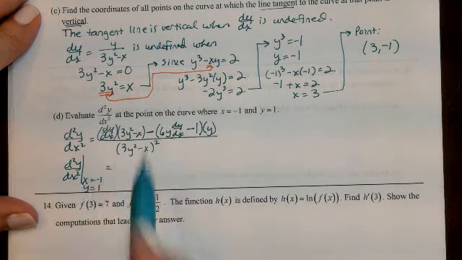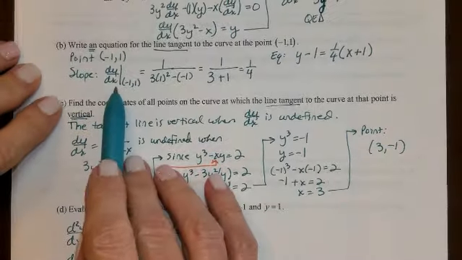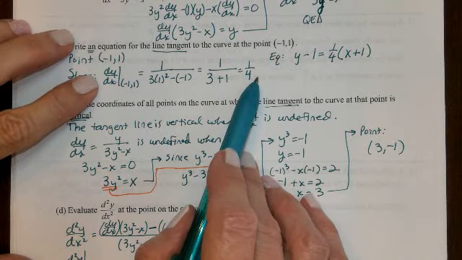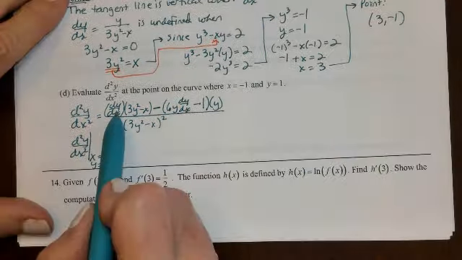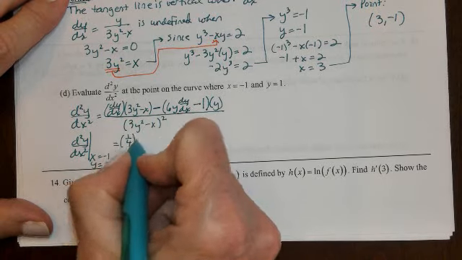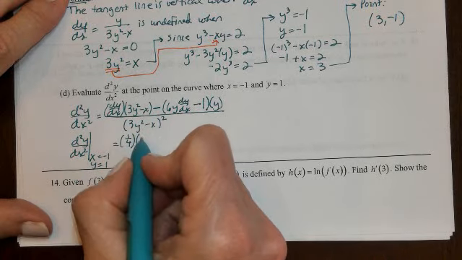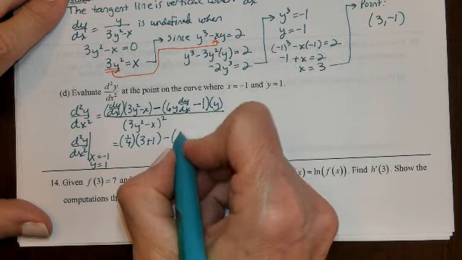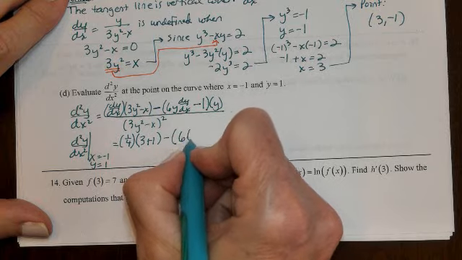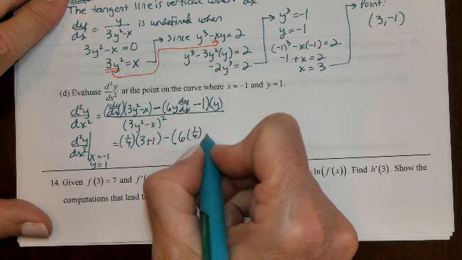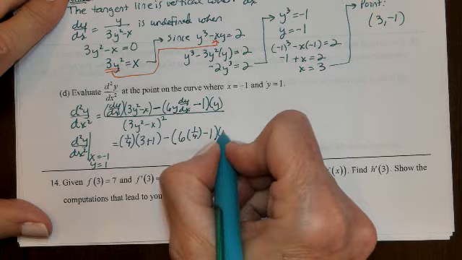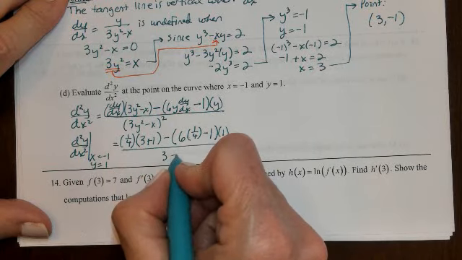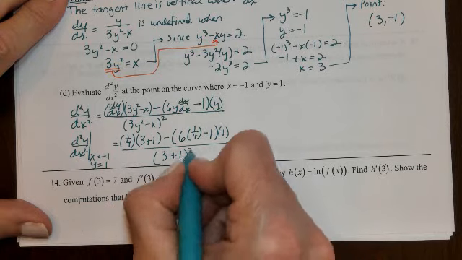I need dy/dx at that point. Well, guess what we found up here? We found dy/dx right there. It was a fourth. So that's a fourth. Okay, y is just 1, so we have 3 minus a -1 here. And then 6 times 1 times dy/dx, which is a fourth, minus 1 times 1, all over (3 times 1 minus a -1) squared.